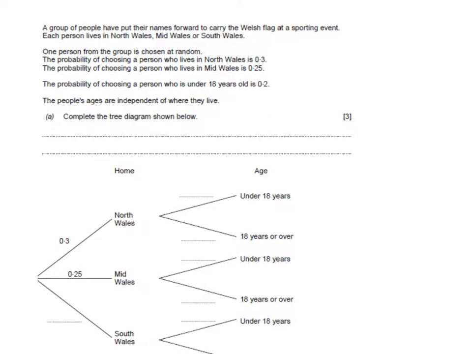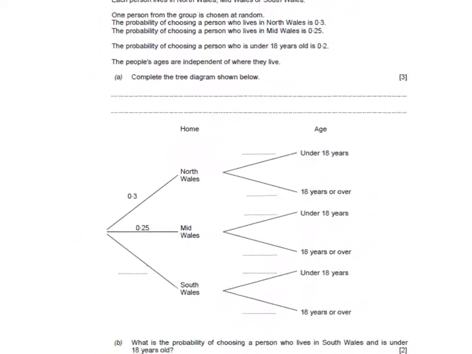In this video, we're going to be looking at probability trees. It tells us in the question that one person is chosen at random, and the probability that the person lives in North Wales is 0.3, and the probability that they live in Mid Wales is 0.25. So we need to find the probability, first of all, that they live in South Wales.